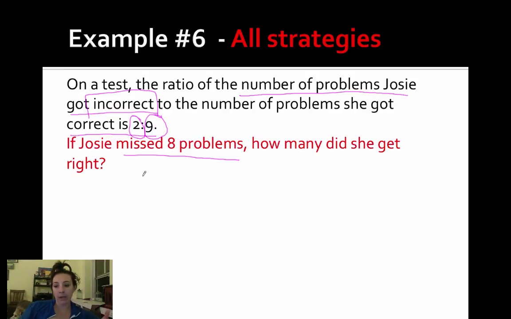Go ahead and pause the video, take a minute, and figure out which one of the strategies you want to use to solve this problem. When you are done solving it, let me see your paper, and I will tell you what task you are going to work on for independent practice.